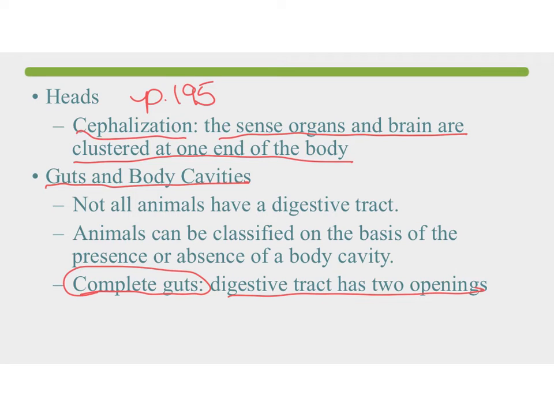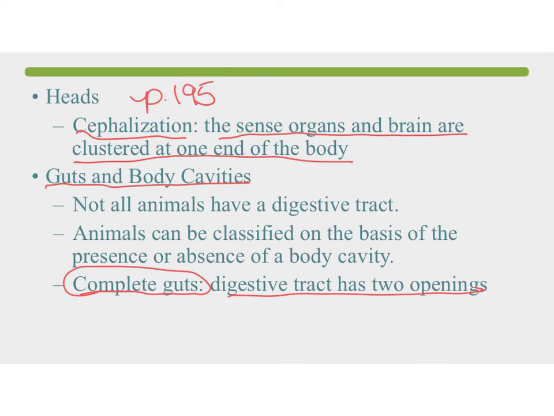Complete guts is when the digestive tract has two openings, okay? Most of the animals you are familiar with, like the aardvark, have complete guts. The digestive tract has two openings. Food enters through the mouth, at one end, and is digested and expelled through the other end of the tract. You can see the picture there.